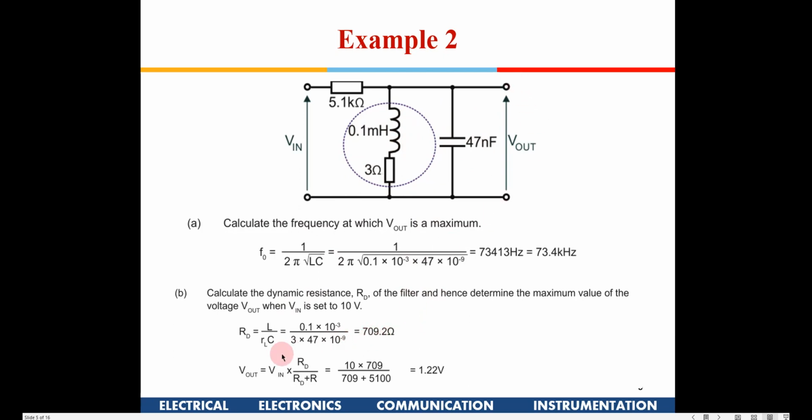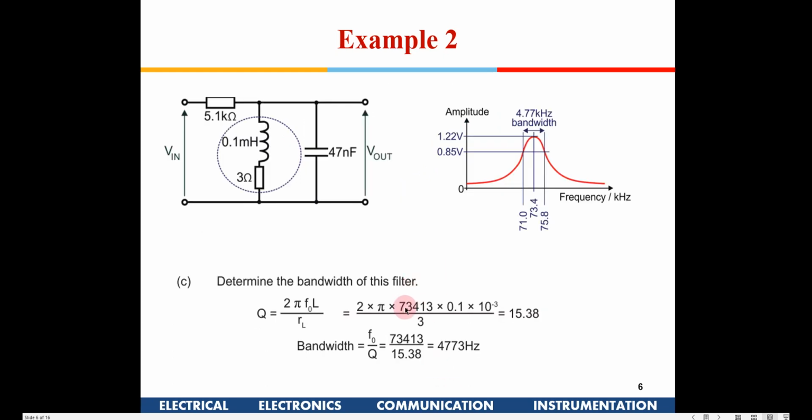So the V out will be V in times RD divided by RD plus R. So this R is this. Okay, so now the potential divider rule is used to obtain the V out in this case. Also, the quality factor is given by, again these are some formulas which you need to remember, 2 pi F0 L divided by r L. So you need to just substitute the values and get the value of the quality factor.